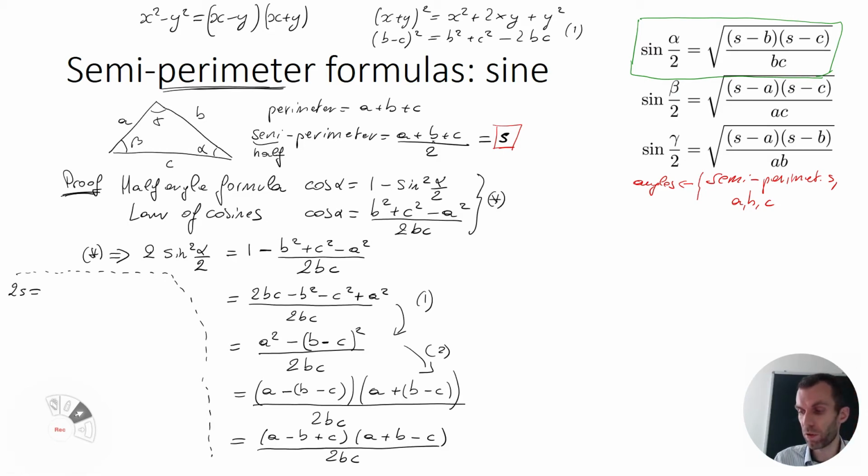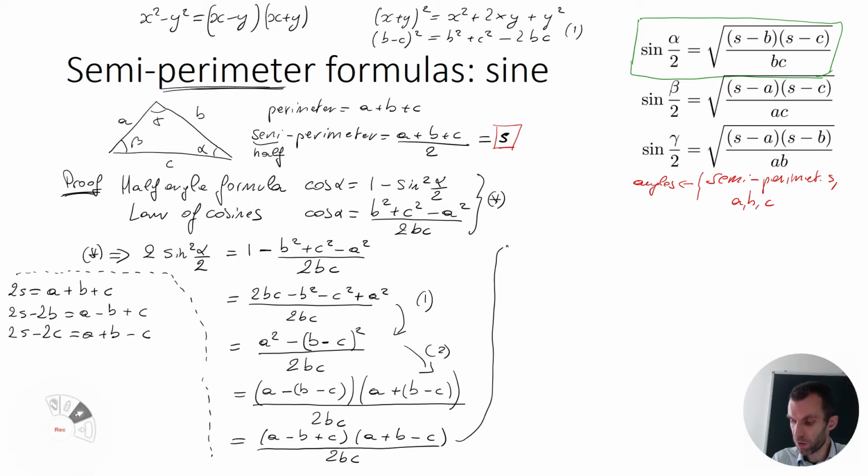So I know it's a plus b plus c divided by 2. So 2 times s is a plus b plus c. And now here I don't have a plus b plus c. I have a minus b plus c. So what I can do is subtract 2b from both sides to get 2s minus 2b is a minus b plus c. Likewise, here I have a plus b minus c, so I can also form that expression by subtracting 2c from a plus b plus c to get a plus b minus c.